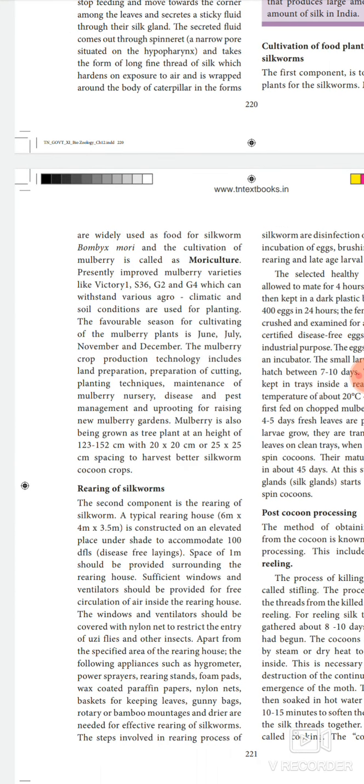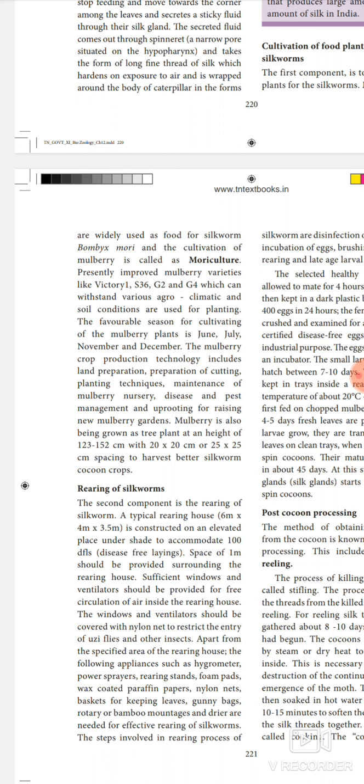Mulberry leaves are widely used as food for the silkworm Bombyx mori, and the cultivation of mulberry is called Mori culture. The essential food needed for Bombyx mori is the mulberry. That cultivation, the growing of mulberry, is called Mori culture.